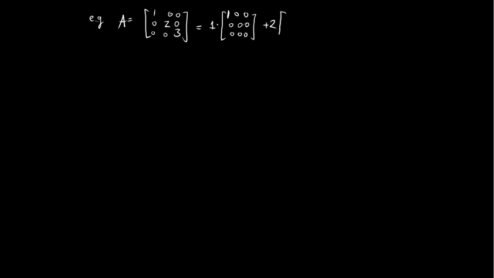Say A is a simple matrix. It is a diagonal matrix, looks like this, with a lot of zeros. And in this case, you can write it as 1 times this matrix, and 2 times 0, 1, 0, and 3 times 0, 0, 1.